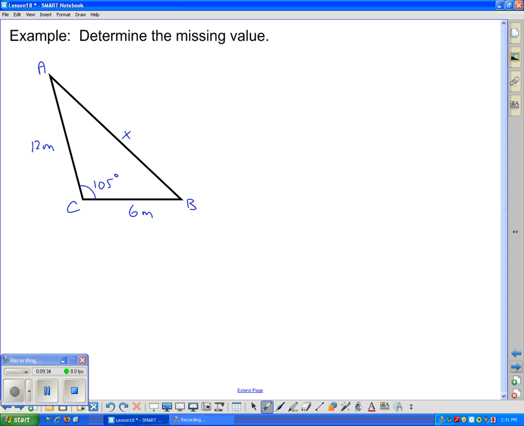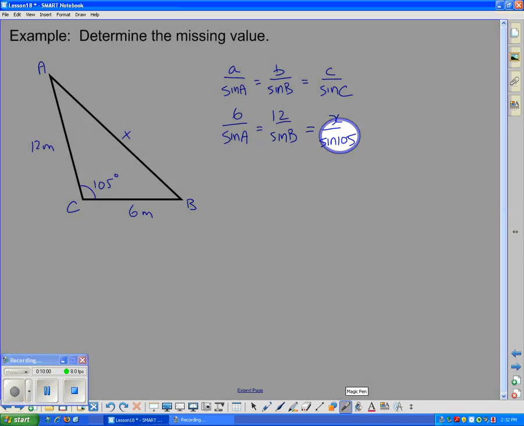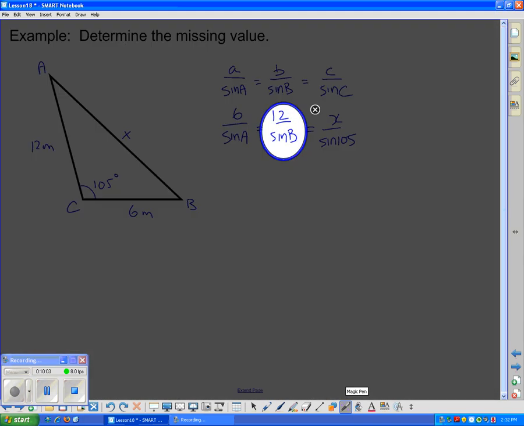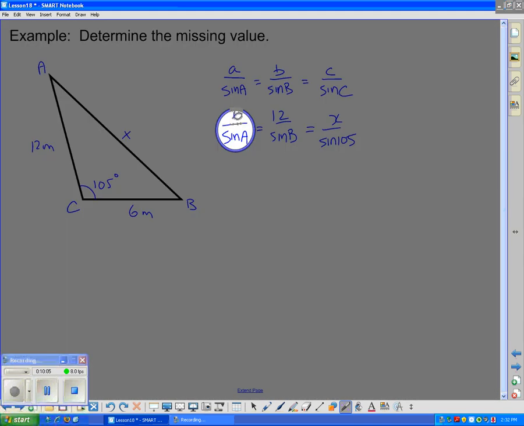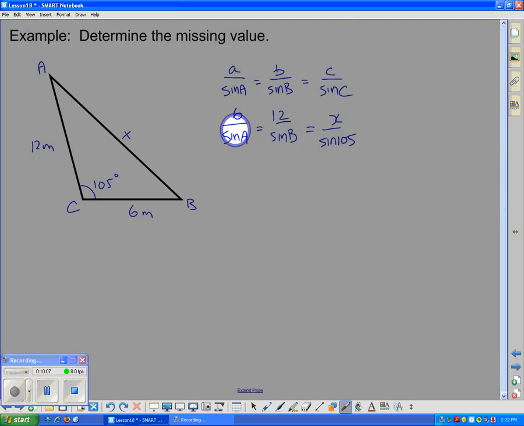So you say, okay, I'm going to use sine law. Sine law is a over sine A equals b over sine B equals c over sine C. Plug in the information I have: 6 over sine A equals 12 over sine B equals x over sine of 105. So what happens? I don't know all the information there, I don't know all the information there, and I don't know all the information there. So what that means is I don't have enough information.